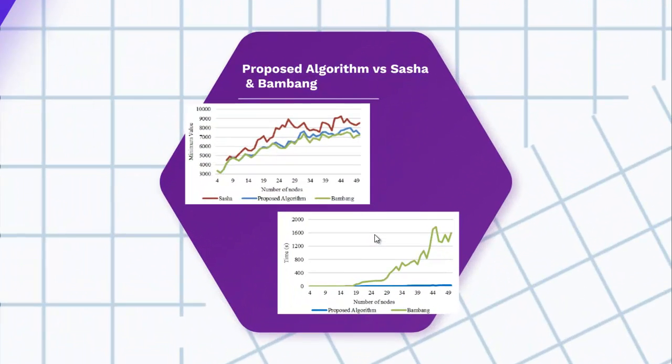Next, the proposed algorithm versus Sasa and Bambang algorithm. From this graph, it can be seen that the minimum value generated by this proposed algorithm is still higher than Bambang. This proposed algorithm gives an average 2.93% less than Bambang, and this value is better than Sasa with an average difference of 15.16%.